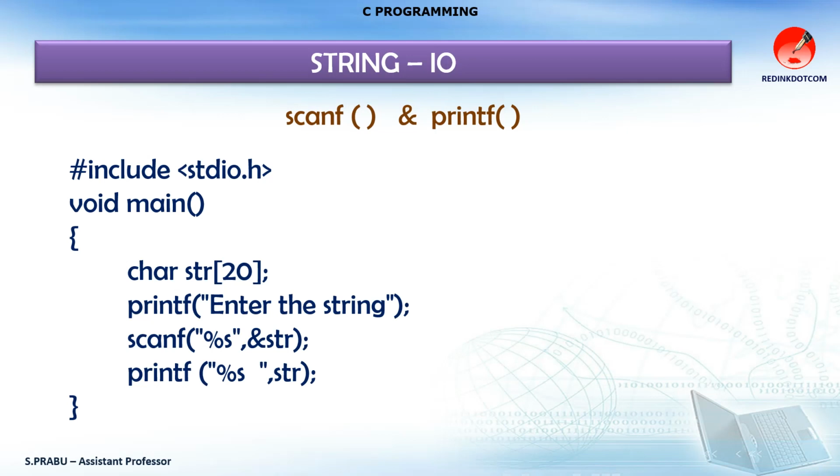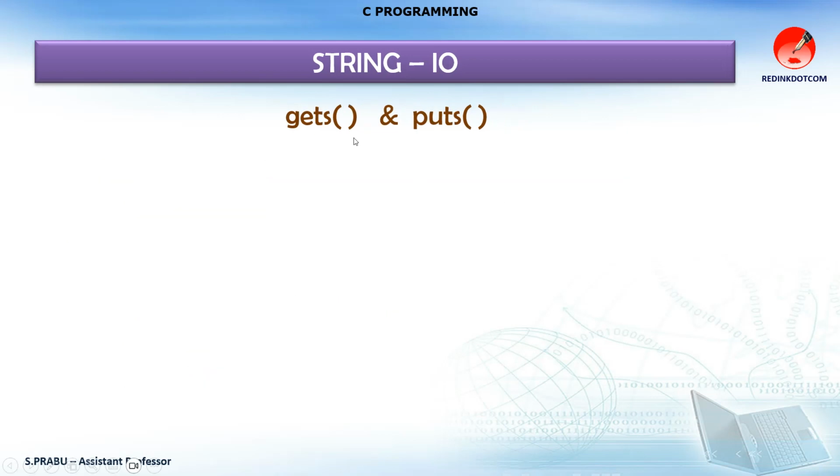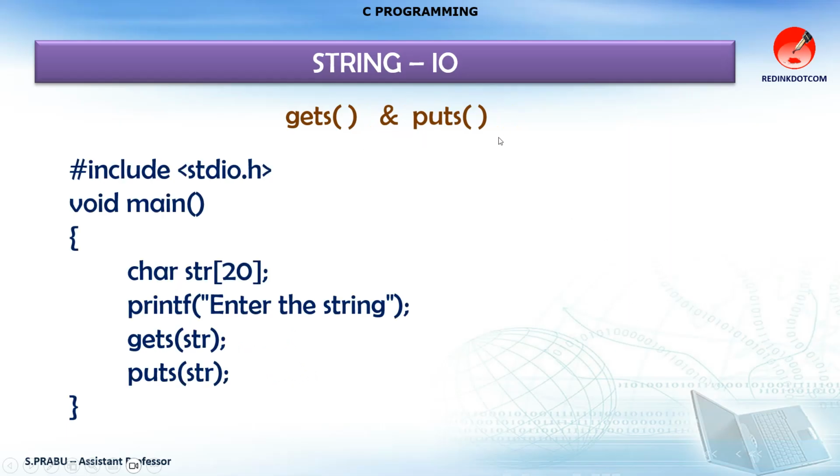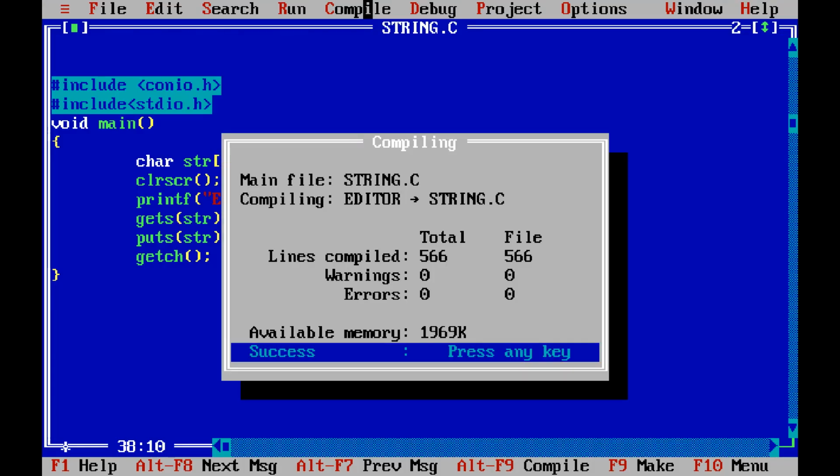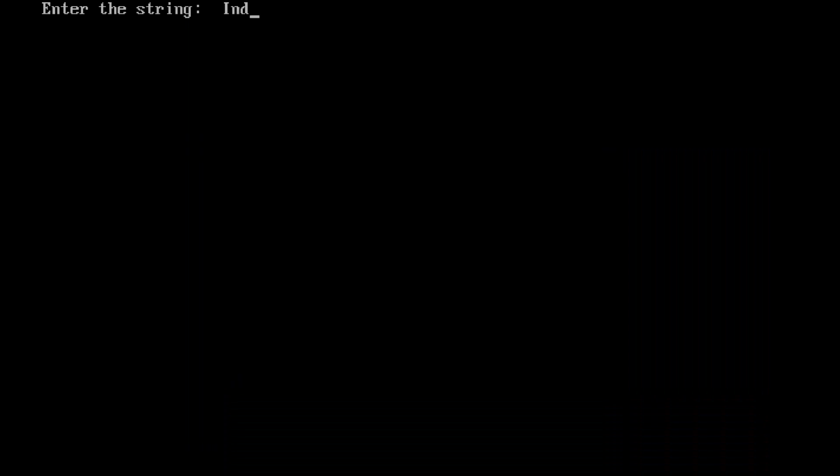The string values can also be read from the keyboard in the second way using gets and puts functions. So in this example, we read the string using gets and print the string using puts. So I can get the value.